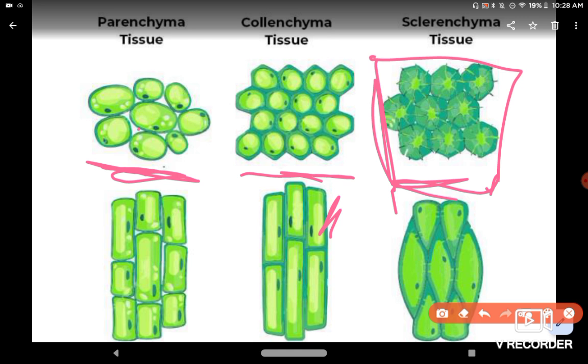Now we're gonna be discussing complex tissues. Okay, just give me a second. I'll load the slide.